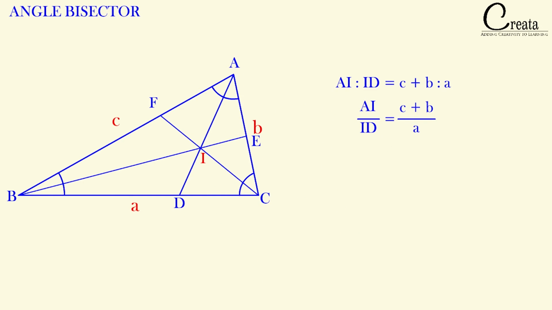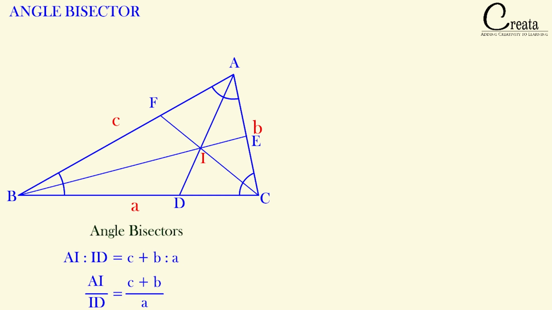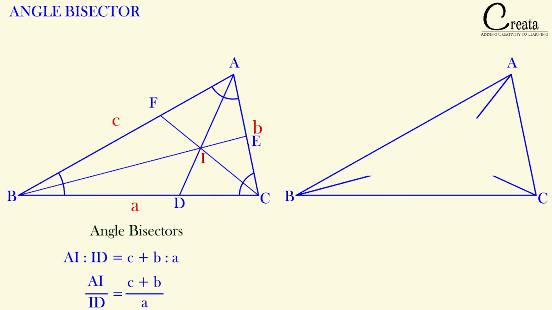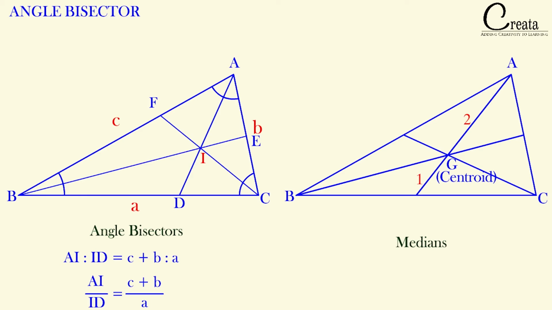We can compare this fundamental of the angle bisector with the fundamental of the median, where the centroid is dividing the median in the ratio of 2:1. In the median, the centroid is dividing the median in 2:1. Here in the angle bisector, the incenter is dividing the angle bisector in the ratio c plus b is to a. Side by side we are comparing the median with the angle bisector. This will help you better catch the topic.